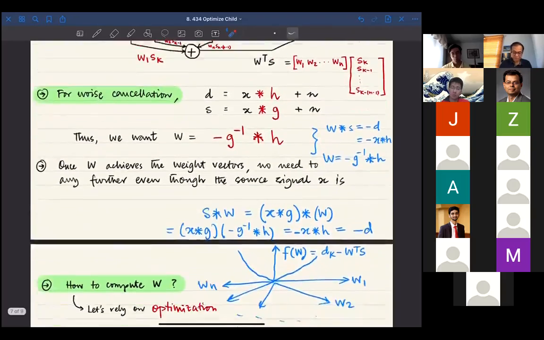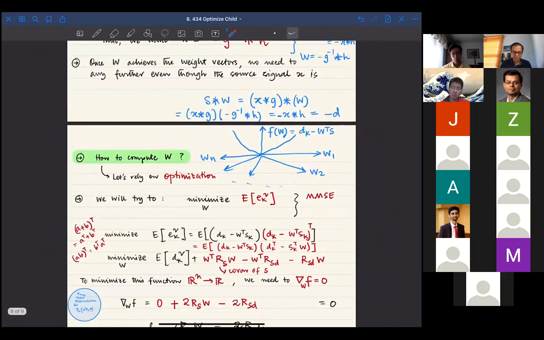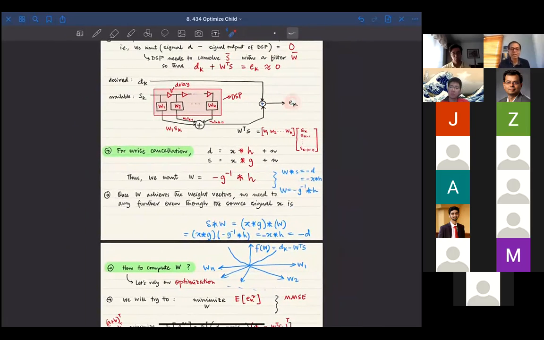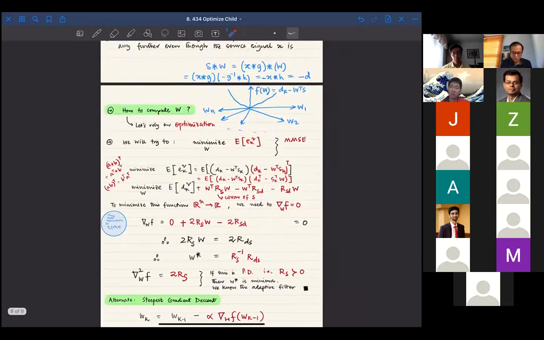So then we can write this optimization, which is minimize the expected value of EK square. This EK, I want to minimize that value in expectation. Okay. So now we said that anytime we see a function and we want to minimize, let's differentiate.